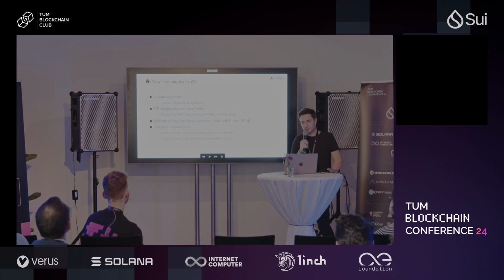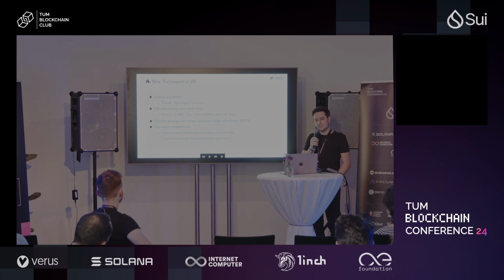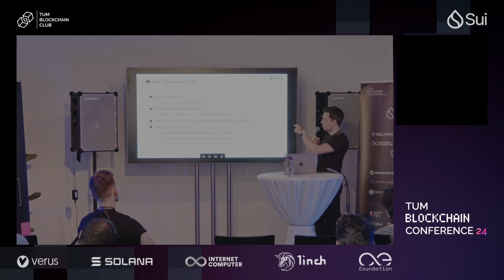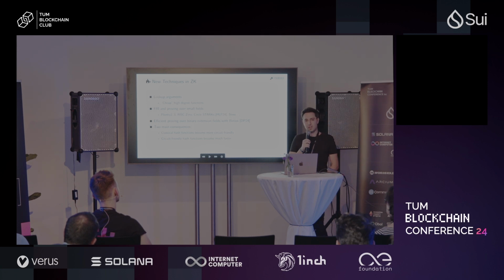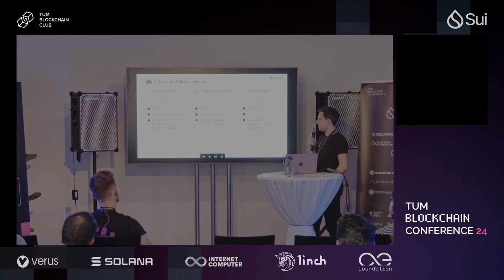And all these techniques have two main consequences for SNARK-friendly hashing, or for hashing in general. Firstly, classical hash functions became more circuit-friendly, because you could use these arguments to make them more circuit-friendly. But on the other hand, circuit-friendly hash functions became much faster, because you could use things, for example, like lookup arguments to make them faster. And yeah, just a very quick overview.